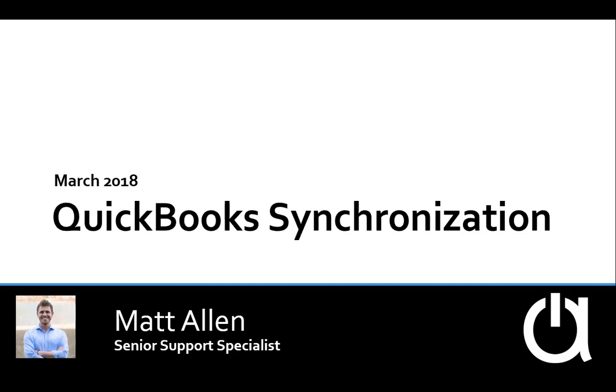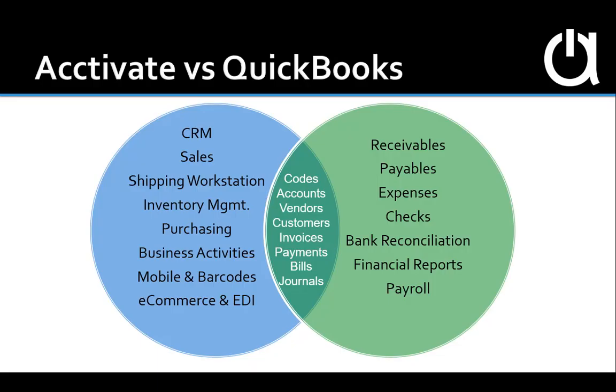Let's start with a general overview of what QuickBooks is responsible for, what Activate's responsible for, how it syncs. Generally speaking, since Activate's the inventory management software, think anything that would have to do with inventory is managed in Activate. You have sales orders, invoices, which take product out of inventory, so sales are managed in Activate. Purchasing brings products into inventory, so purchasing is managed in Activate. The accounting side of everything's managed in QuickBooks. So your receivables, your expenses, payroll, all that gets managed in QuickBooks.